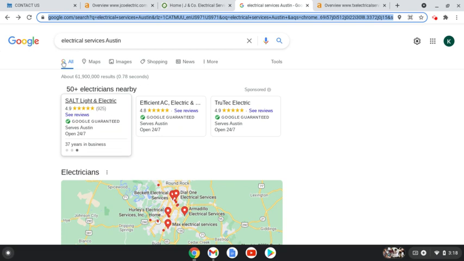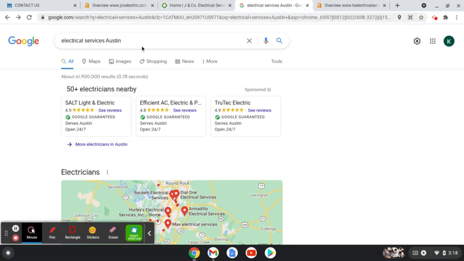So when we go into a search bar and we type in a particular keyword phrase, keywords are what people type into the Google search bar, such as Electrical Services Austin. When I type that in and hit enter, there are 3 areas of focus on the page. At the top, you're going to have the ads, those pay-per-click ads, where every time someone clicks on them, it's costing them money whether they choose to go with the service or not.